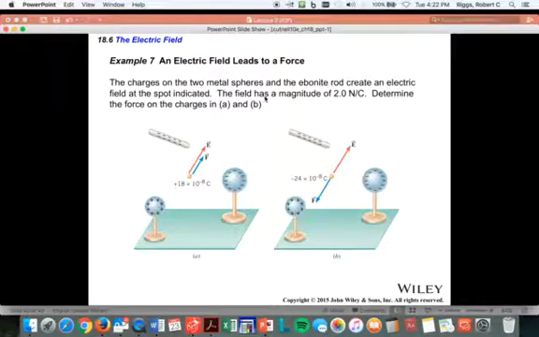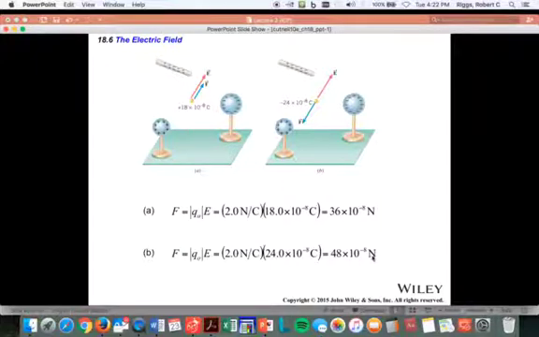So the charges on the two metals in the ebonite rod create an electric field at the spot indicated of 2 newtons per coulomb. Determine the force on the charges A and B. Okay, well, it says F is equal to Q times E. So that's positive, and that would be negative. So this would be positive 36 times 10 to the negative 8 newtons. Notice you get newtons per coulomb, all right, times coulomb, so the coulombs cancel. This would be negative 48 newtons because the coulombs cancel, all right?